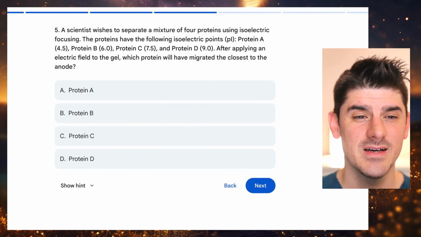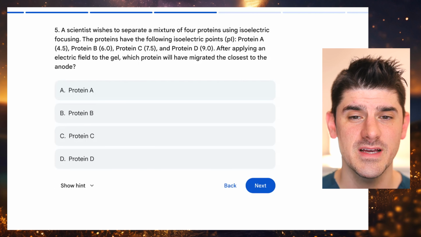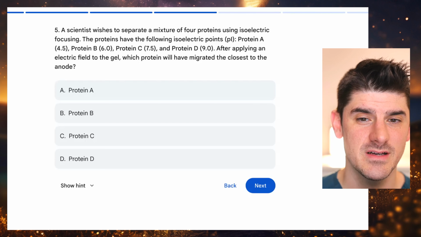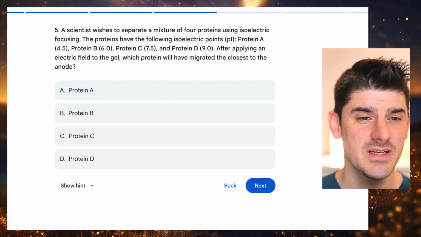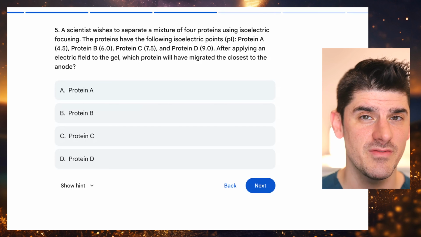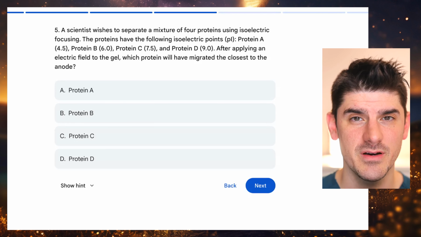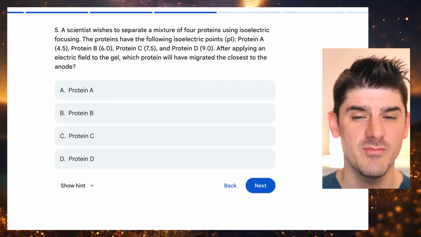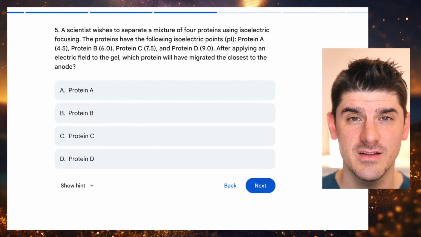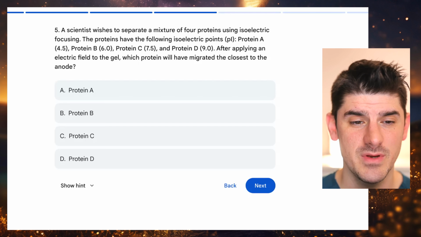Number 5. A scientist wishes to separate a mixture of 4 proteins using isoelectric focusing. The proteins have the following isoelectric points, or pI. Protein A, 4.5, protein B, 6.0, protein C, 7.5, and protein D, 9.0. After applying an electric field to the gel, which protein will have migrated the closest to the anode? A, B, C, or D?